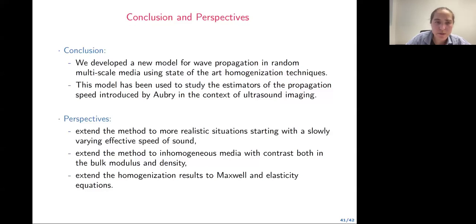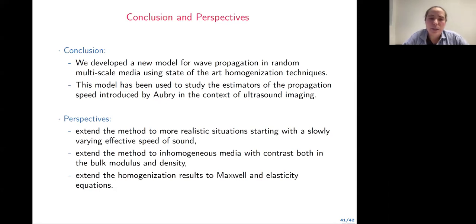We have lots of perspectives for this work. The first thing we are working on is to extend this to more realistic situations where you don't have a constant background speed for your medium, but you have a slowly varying speed. So your medium would be a slowly varying speed plus the tiny scatterers. So when you take the homogenized model, it would be a slowly varying homogenized speed.